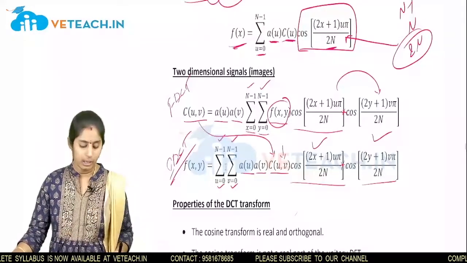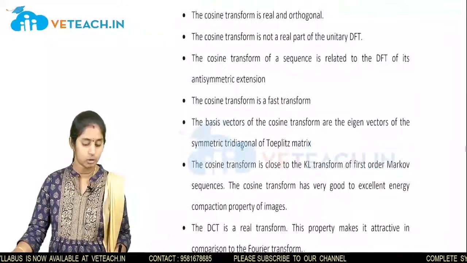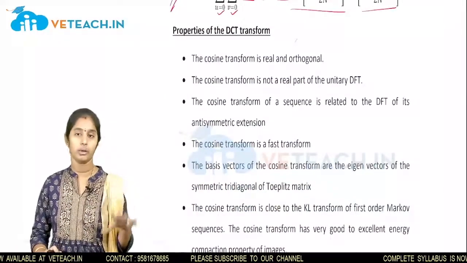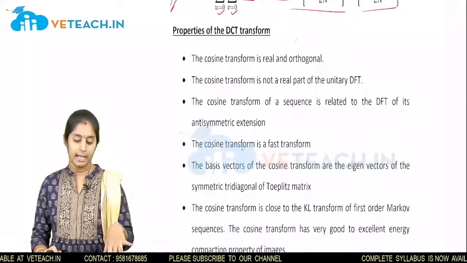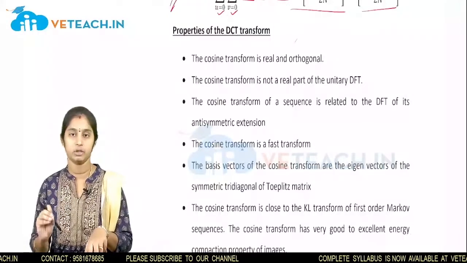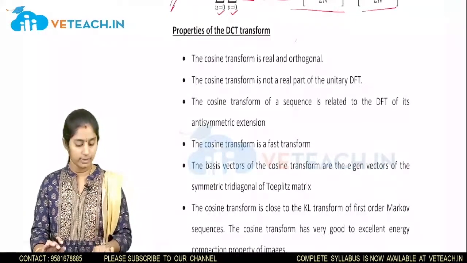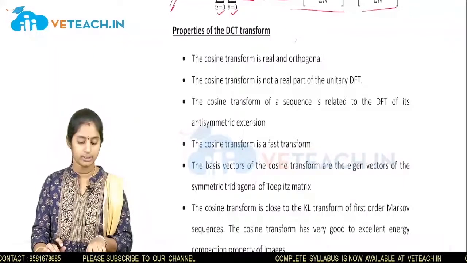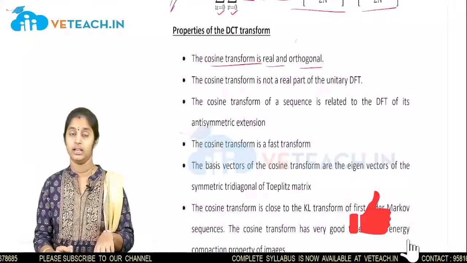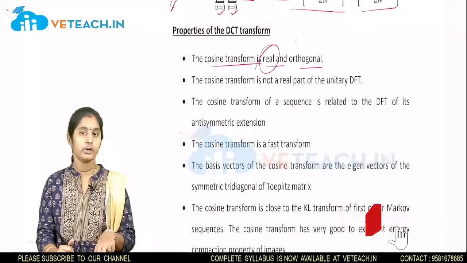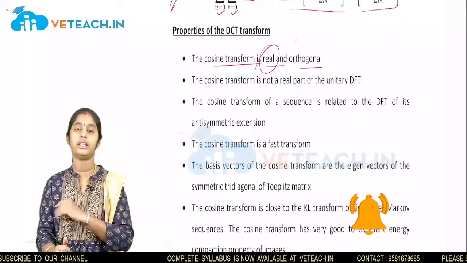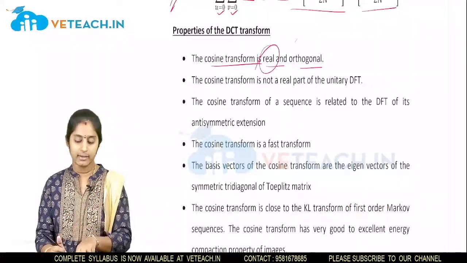Clear? So coming to the properties of the discrete cosine transformation, we have a few very important properties we will be discussing here, so observe each and every point carefully. I will read aloud and explain clearly. The first property is that the cosine transformation is real and orthogonal. So what is real? Real means it does not have any imaginary components or imaginary values. It has a real value.